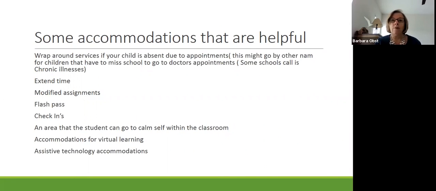For children that have increased anxiety, it's really good that we identify adults that this child feels comfortable with in a school setting that they can go to. Check-ins. I have used check-ins a lot with children that have increased anxiety. And it's as soon as the child comes into school.